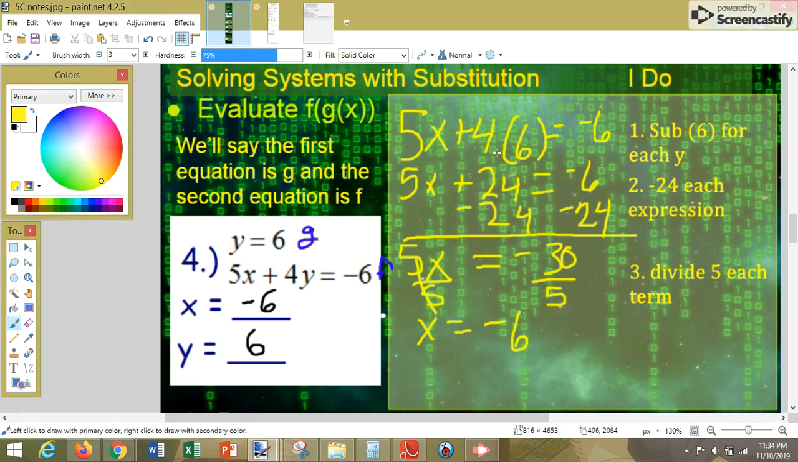So your verbal steps, step 1, substitute 6 for each y in the second equation, equation 2. Step 2, subtract 24 from each expression. Step 3, divide each term by 5. X equals negative 6, y equals 6.